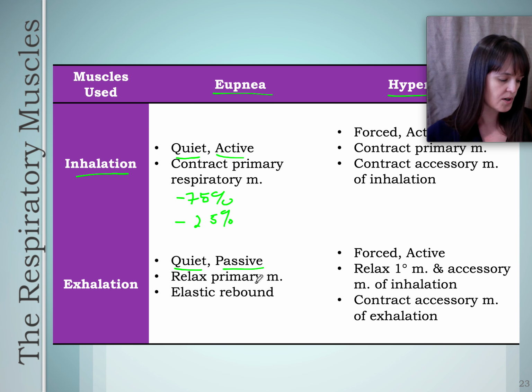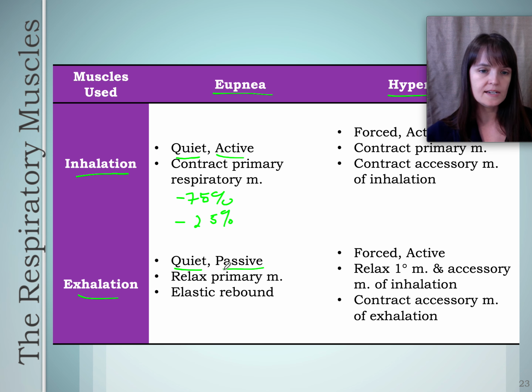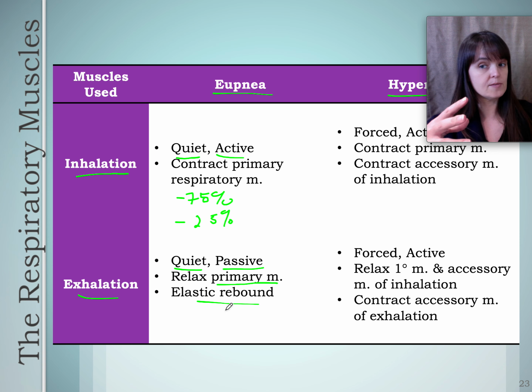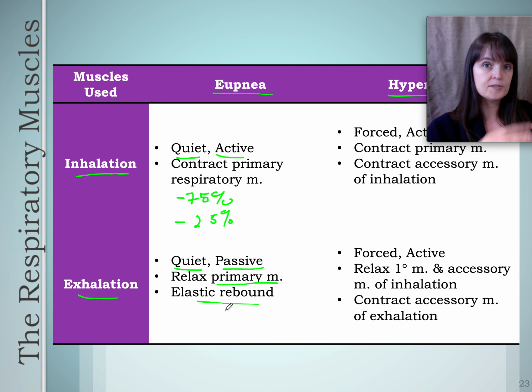And so for exhalation in eupnea, you relax the primary muscles and use the elastic rebound. As you'll see in lab, there are lots of elastic fibers in the lungs, and you stretch them out when you inhale, and then when you stop inhaling, they bounce back.